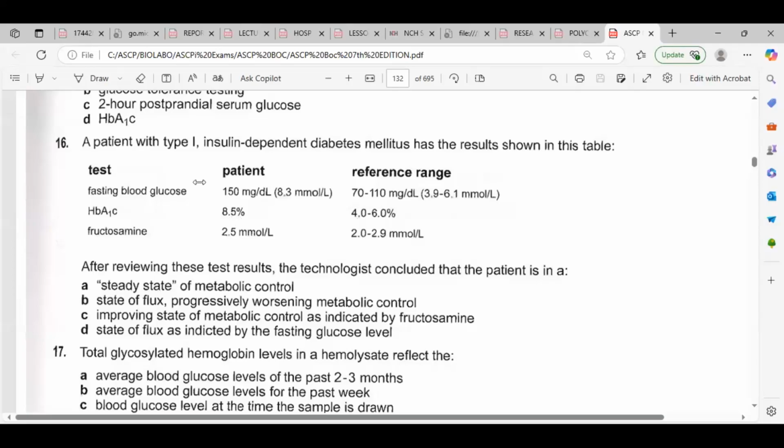Okay, yes. So HbA1c, of course, indicates that someone has diabetes. It is a confirmatory test.